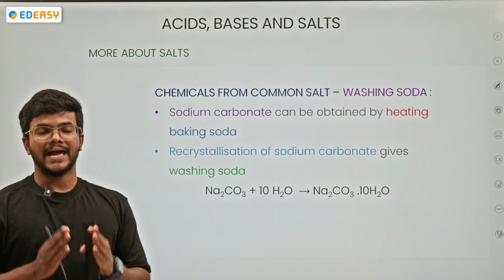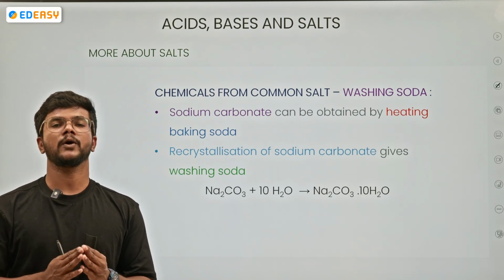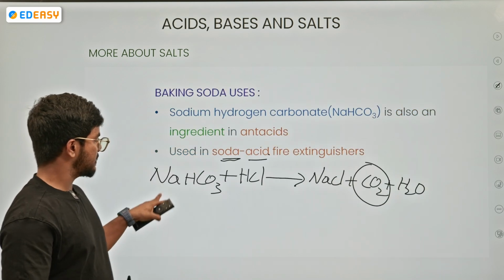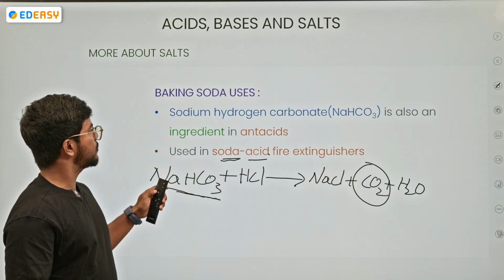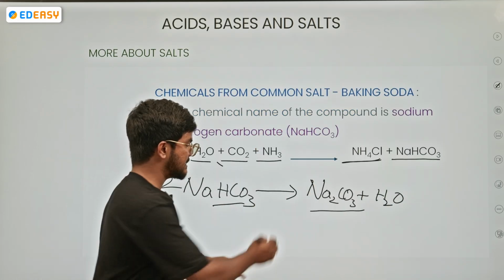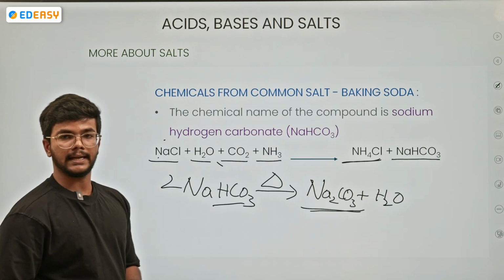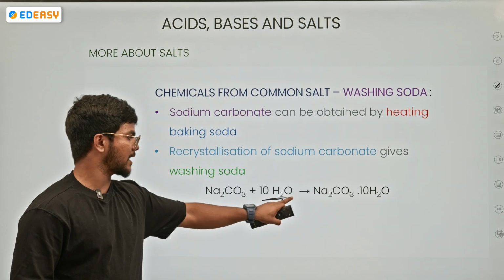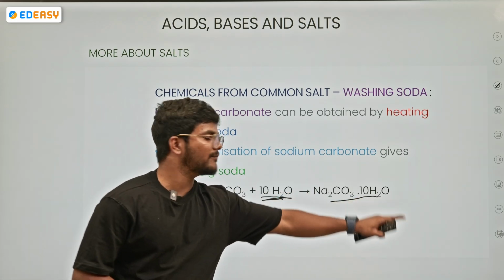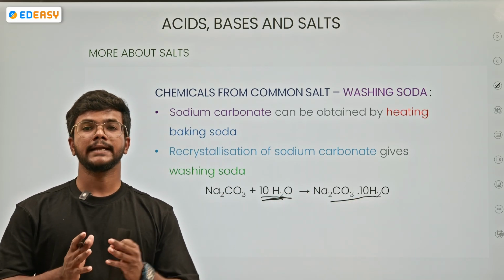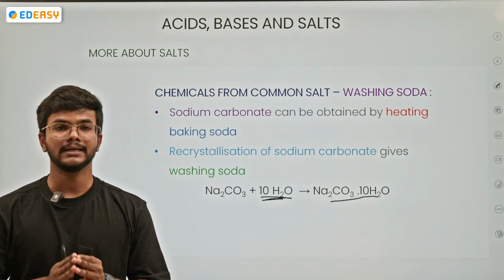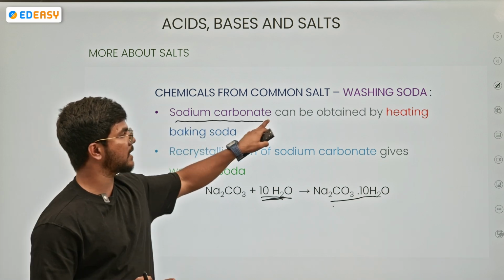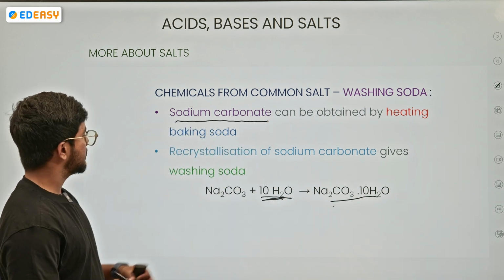washing soda. Preparation or manufacturing of washing soda with the help of sodium bicarbonate or NaCl. In the previous slide, NaHCO3, when heated, gives Na2CO3. But here, that Na2CO3, when it reacts with water, 10 aqua molecules, gives Na2CO3 with 10 H2O. Na2CO3 with 10 H2O is nothing but the washing soda. So washing soda, sodium carbonate, can be obtained by heating baking soda.